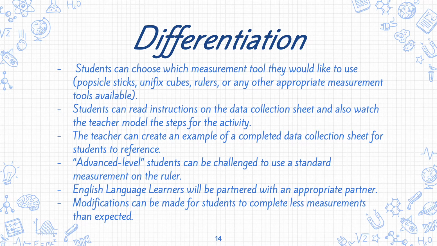Advanced level math students could be challenged to use standard measurement on the ruler, so collect maybe inches or feet instead of just the amount of rulers. And then English language learners could be partnered with an appropriate partner to make sure that they are being supported by a helpful peer. And then modifications could also be made for students to complete fewer measurements than expected if that is appropriate for their IEP.